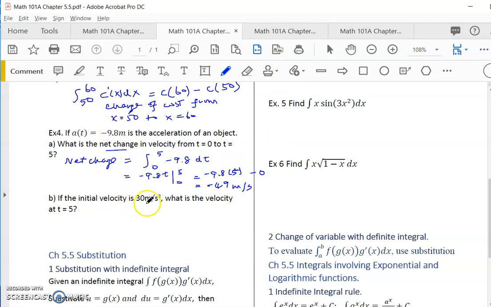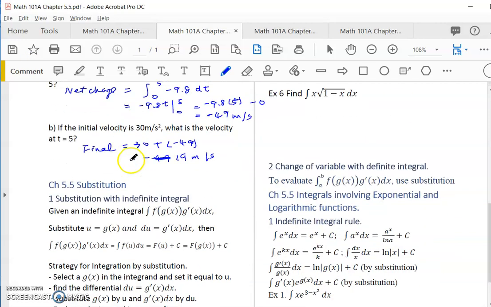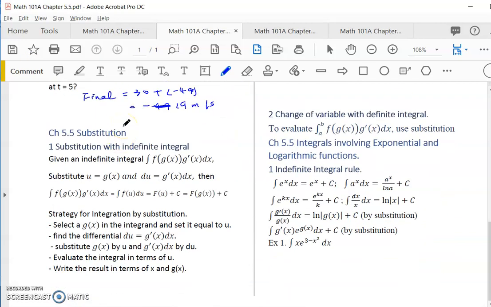If initially it's 30, what is the velocity at t equals 5? The final one is equal to the initial plus the change. So it would be falling down, 30 minus 49, negative 19, so negative 19 meters per second. You can see that you don't even calculate what the velocity function is, but you know what the final velocity is. That's the power of the net change theorem. You actually do not need a function if you only want the difference.